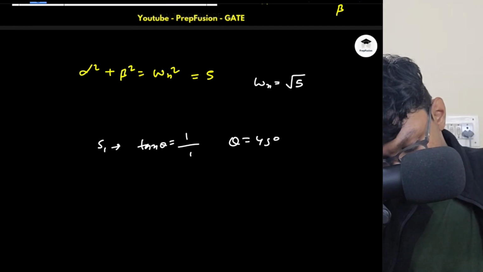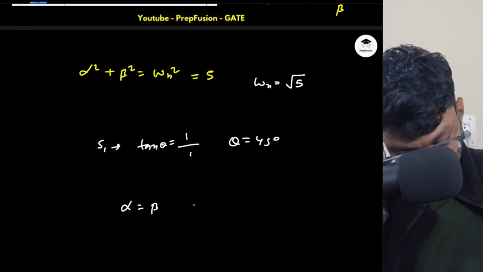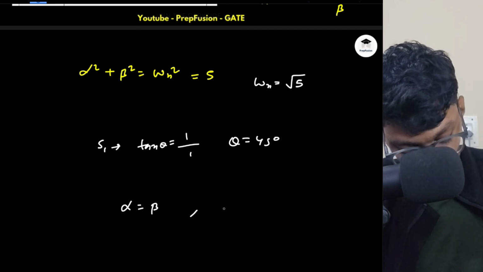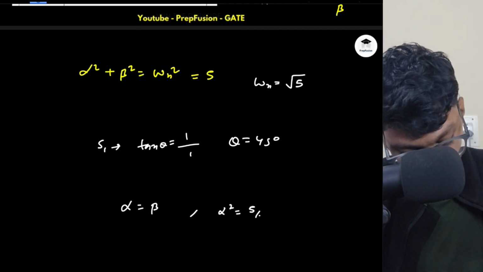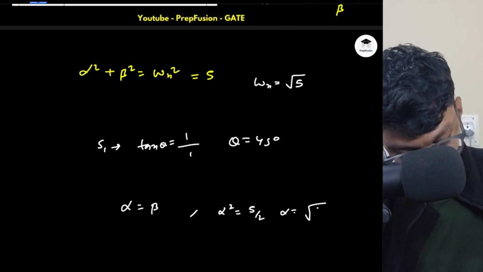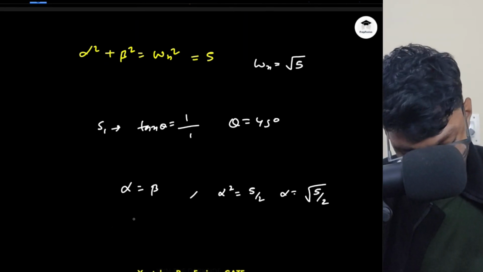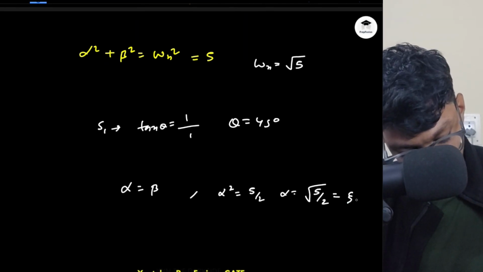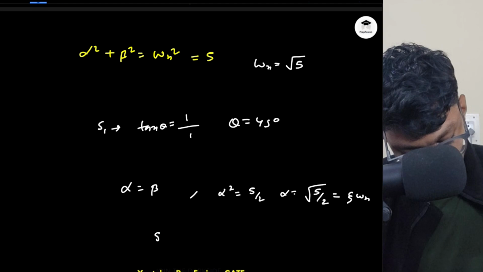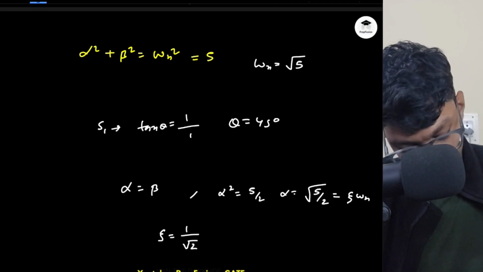So my alpha will be equal to beta. If alpha equals beta, and alpha square plus beta square equals 5, that means alpha square equals 5 by 2, or alpha equals under root 5 by 2. I know what alpha is. Alpha is equal to zeta omega n. Omega n is under root 5, so zeta comes out to be 1 by under root 2.